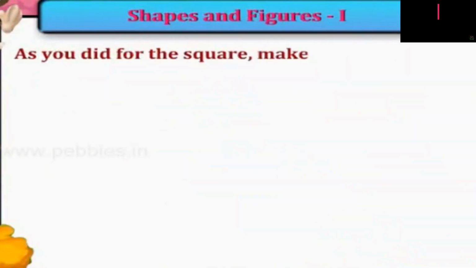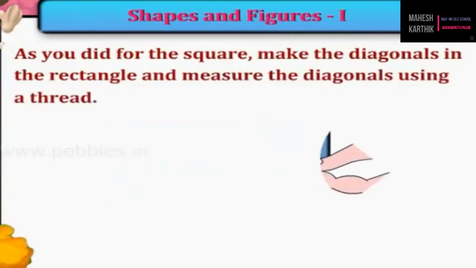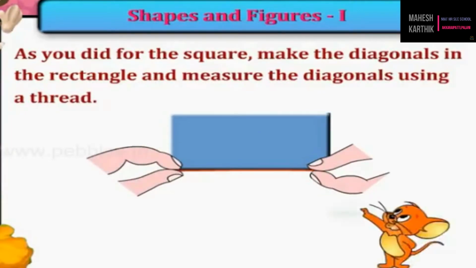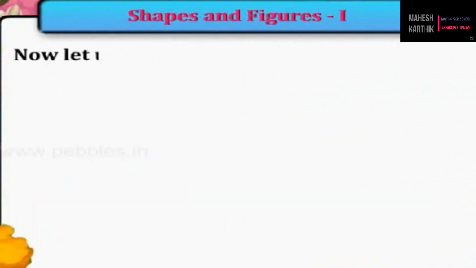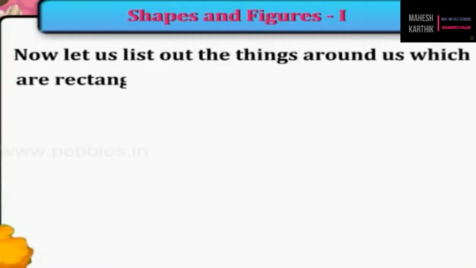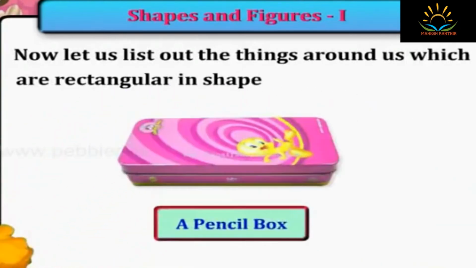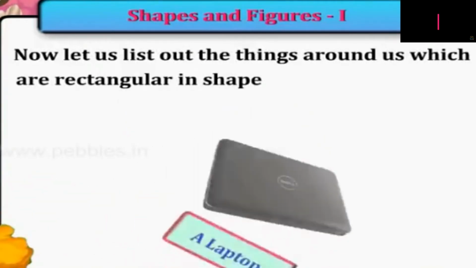As you did for the square, make the diagonals in the rectangle and measure the diagonals using a thread. In a rectangle also, diagonals are equal. Now let us list out the things around us which are rectangular in shape. A book, a pencil box, a TV remote, a laptop.